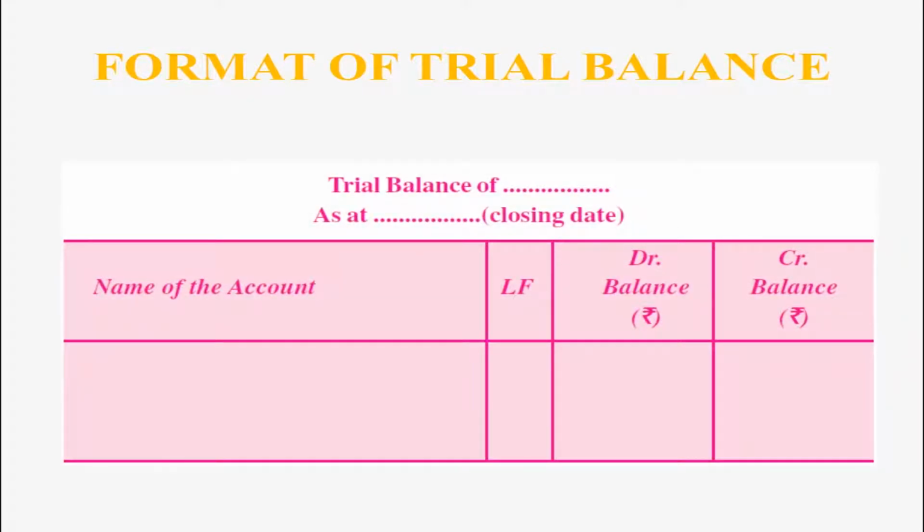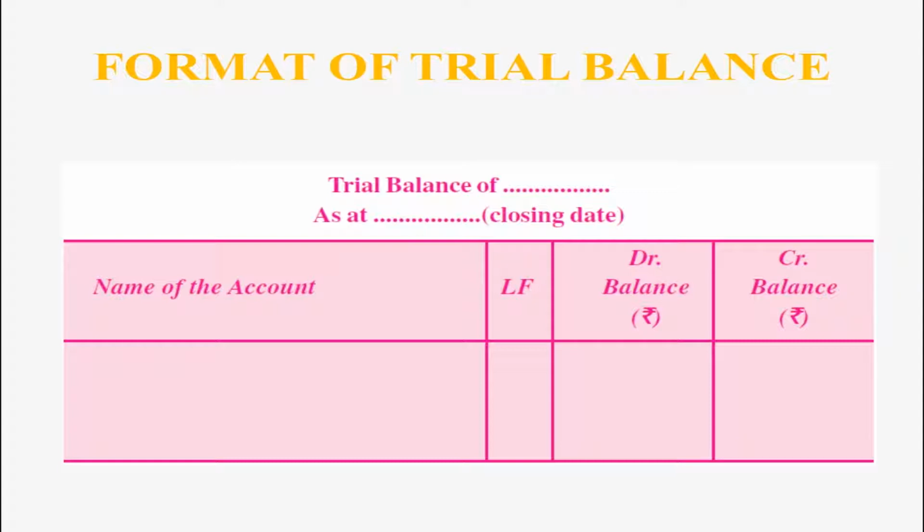On the particular side, you will find the name of the account in which we are supposed to mention the name of account, for example, machinery account, land and building account, capital account, drawings account, etc. And next one is LF, that stands for ledger folio. Third one is balance, which shows the debit balance, and another one is credit balance.